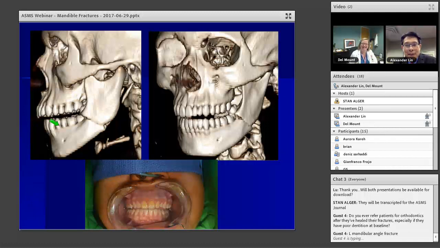Yeah, I agree. This is a left mandibular angle fracture.